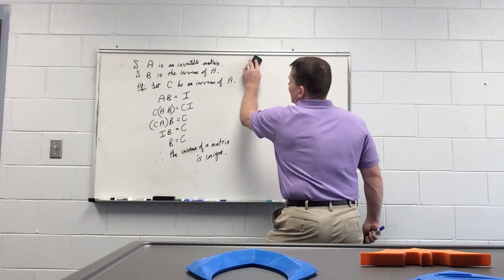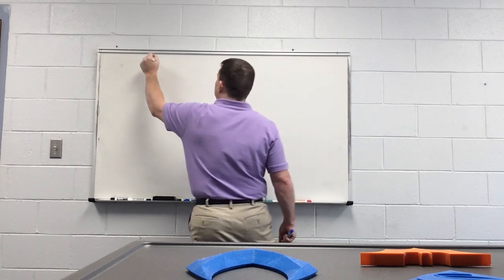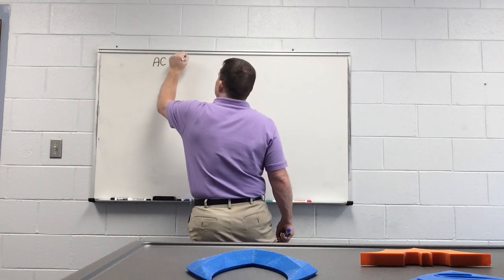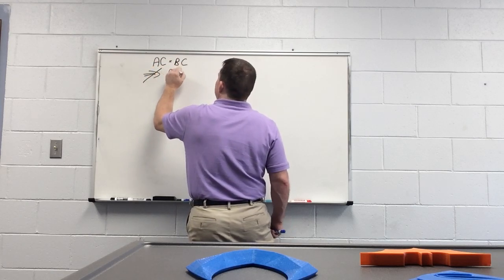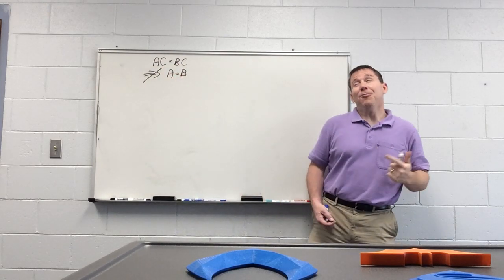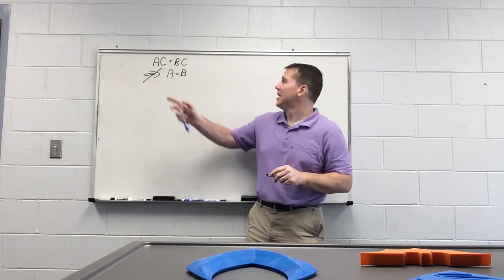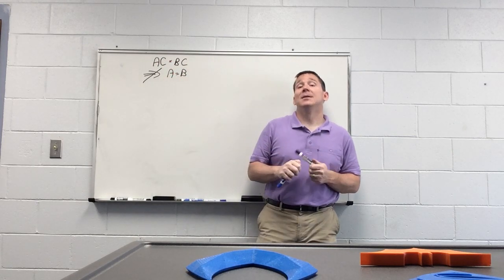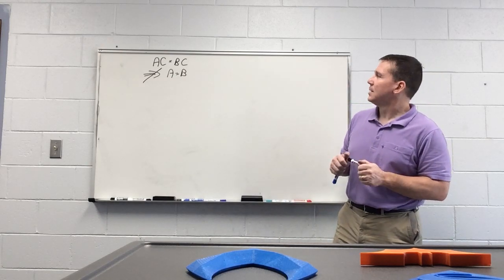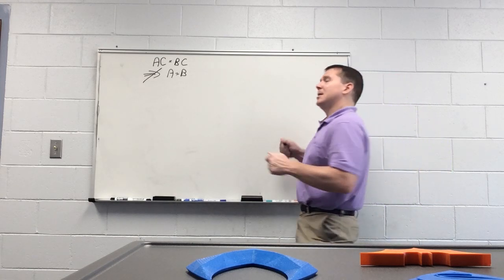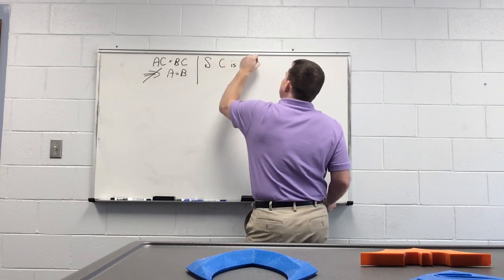There's a few other properties that we can get. In one of the other videos, we were talking about the cancellation law. AC equals BC does not imply that A equals B. Meaning, from an algebraic perspective, I can't just cancel the C, because it's common on both sides, and get A equals B. The cancellation law doesn't hold. But now, suppose that C is invertible.